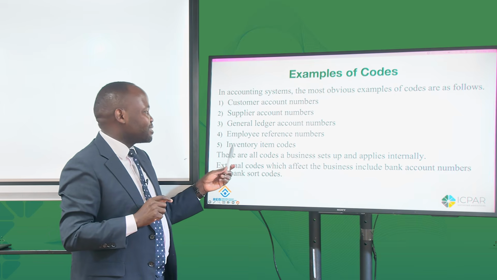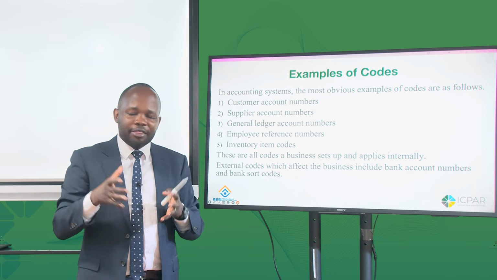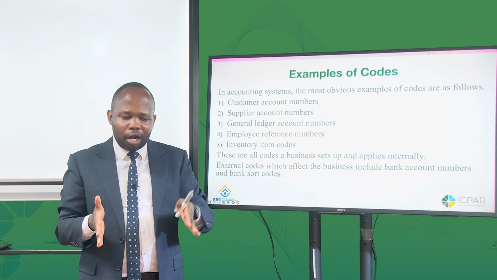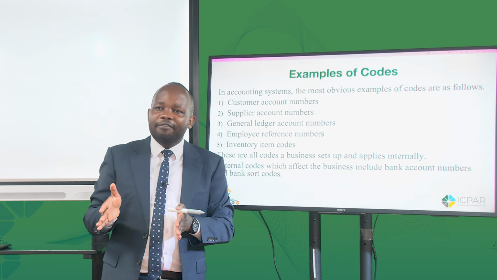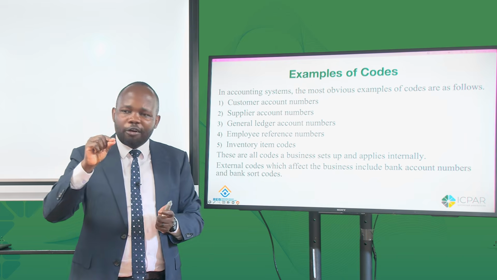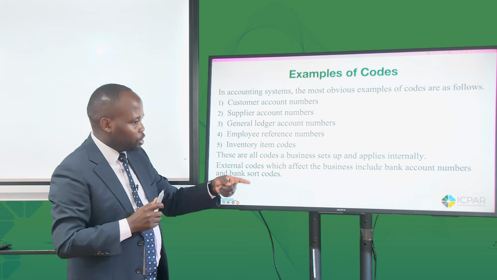Every employee in the organization must have what we call an employee number, or we can call it an employee code. And lastly, inventory, all the stock in the business, all the different types of stock we have in the business. Each category of stock should have a unique code.